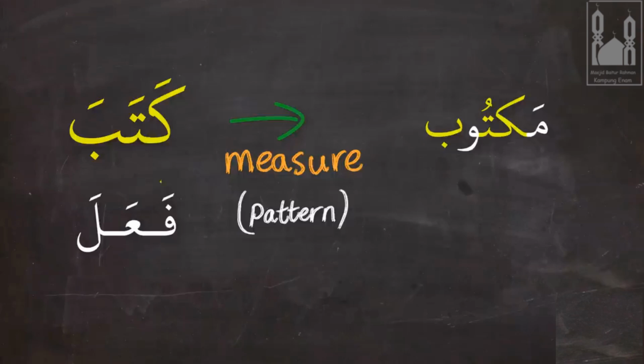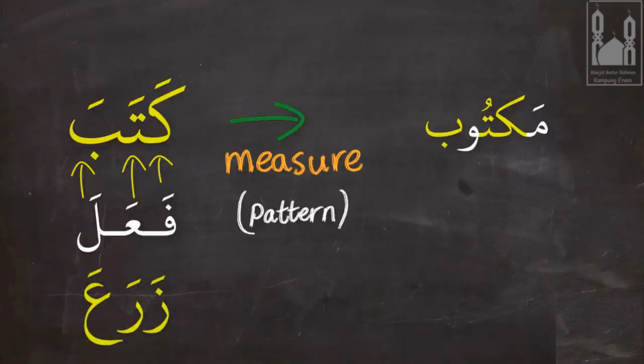The fa then refers to the first letter of the root, the ain represents the second letter of the root, and the lam then also stands for the third letter. So kataba has the same pattern, or in Arabic, wazn, of fa'ala. Kataba, fa'ala. And you have many other verbs that follow the same pattern. Zara'a, fataha, ضرب, so all of these roots have the same pattern, which is فعل.